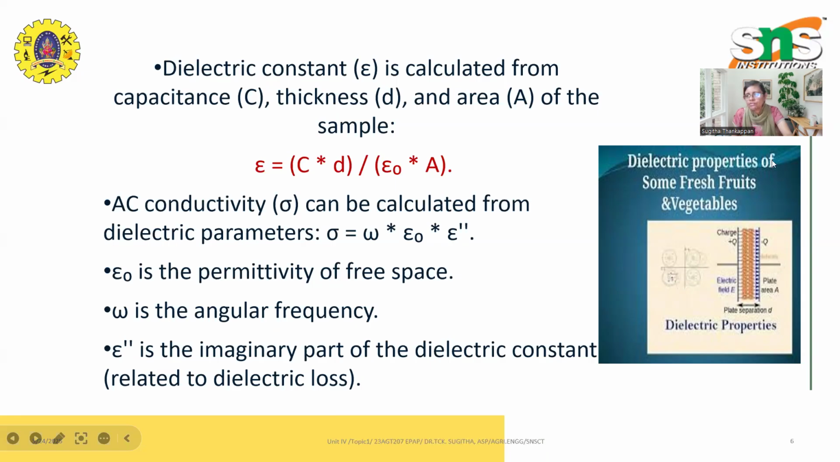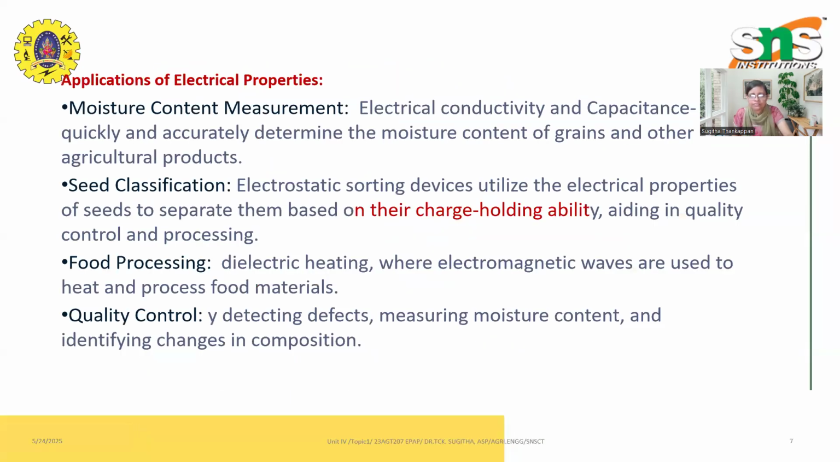So in this image, you can easily find how to measure the dielectric properties of fruits as well as vegetables. You can see the charges, plus as well as minus, and there is an electrical field, and here is a plate to place your produce, and you can calculate the plate area. So based on this formula, you can easily derive the dielectric constant of any produce, fruits or vegetables.